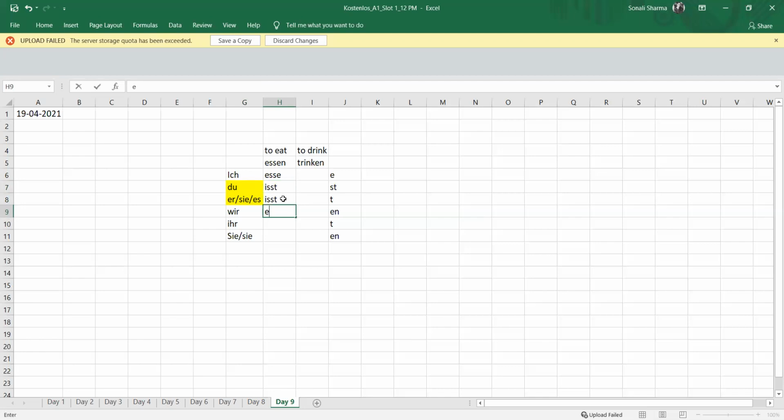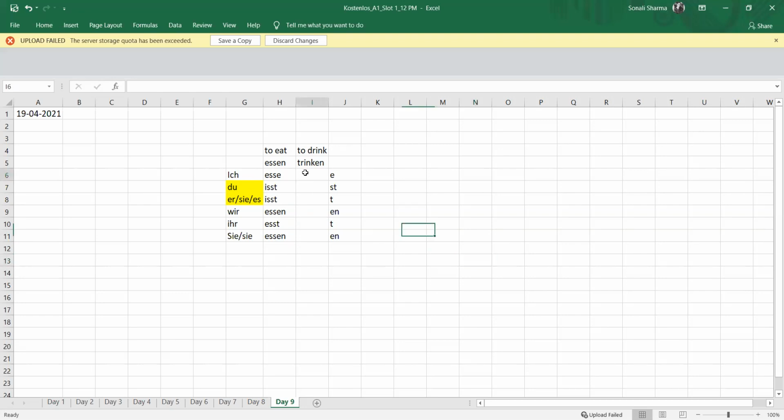Now with wir, this is in the infinitive form, so essen. With ihr it is esst. We are not using I here. The spelling only changes in the du and er/sie/es form, and in ihr it remains the E part. Next, with sie and Sie, we have essen again. This is the infinitive form. So wir and sie, they are the same.